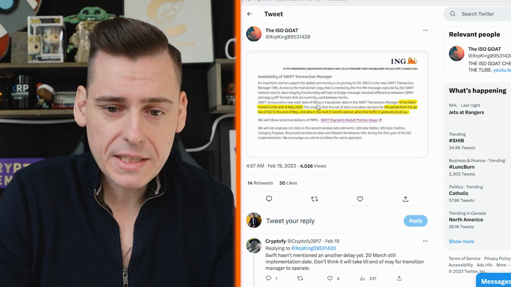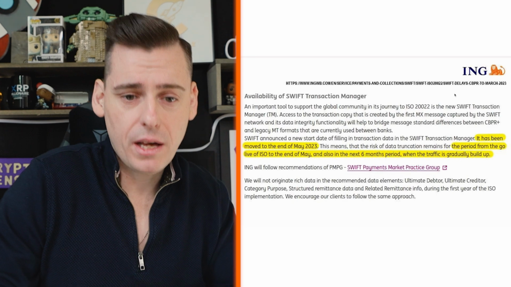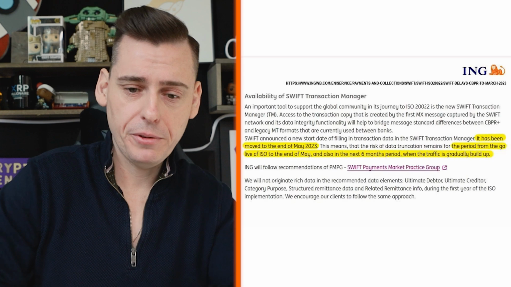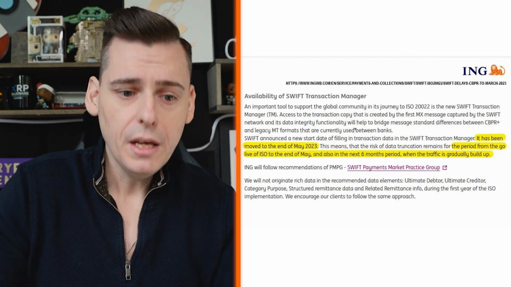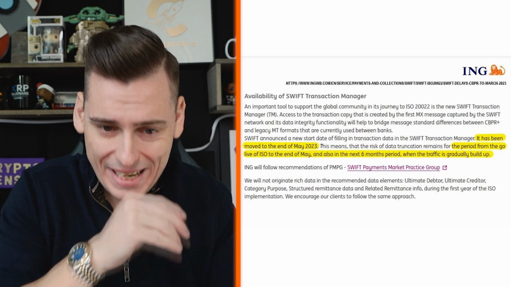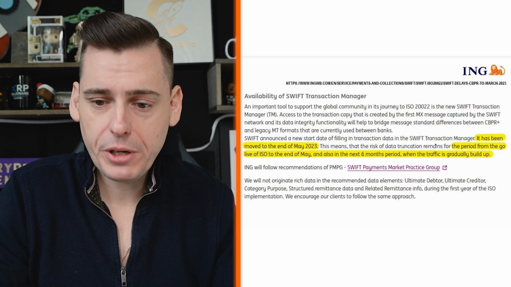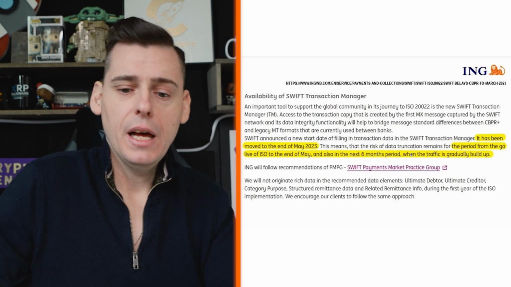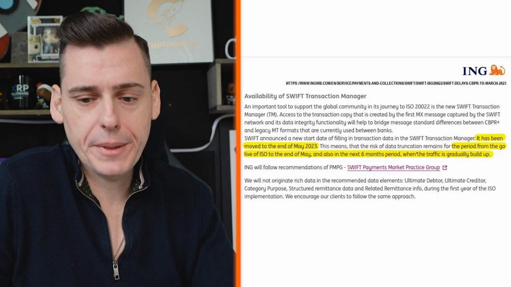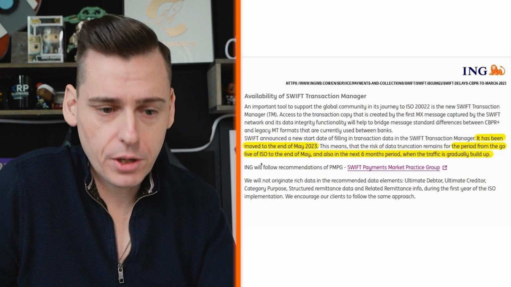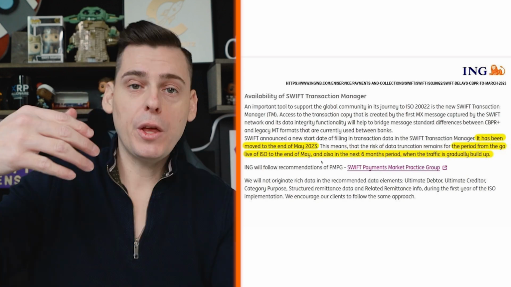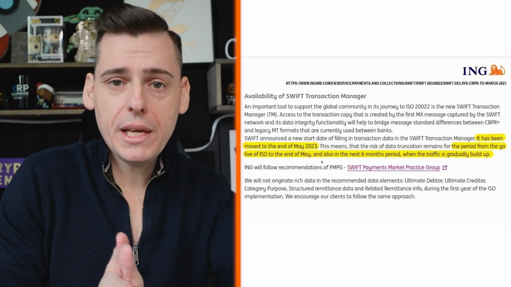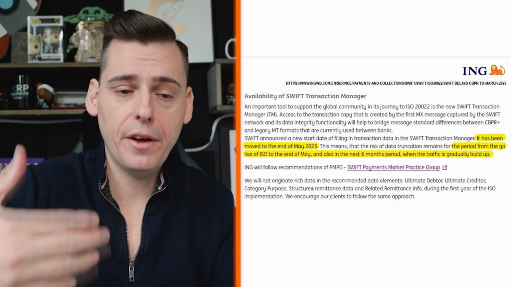Okay, let's keep it going. Let's check this out. This is ING. ING is a big bank conglomerate, right? And it's talking about availability of Swift Transaction Manager. So Swift is actually changing a few things to be ISO compliant. Swift announced a new start date of filing and transaction data in the Swift Transaction Management System. It has been moved to the end of May 2023. This means that the risk of data truncation remains for the period from the go live of ISO to the end of May. You want to be paying attention the weekend of March 17th to the 20th. That weekend is when these systems will be going live and a lot of other systems will follow.